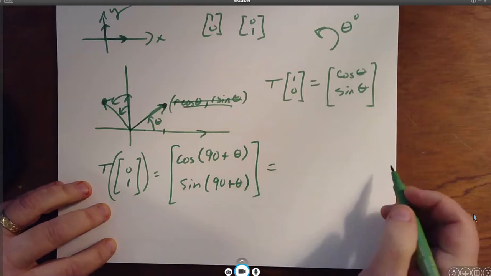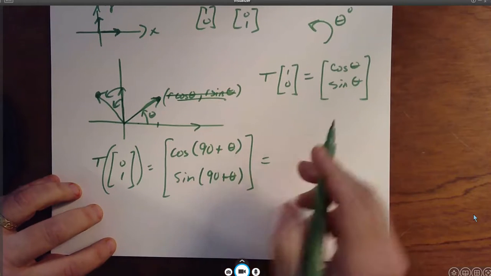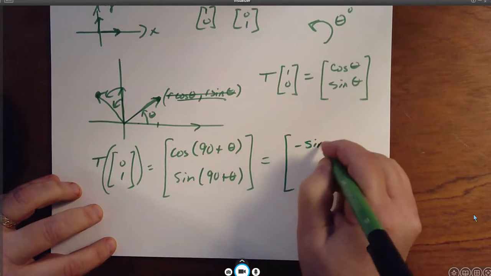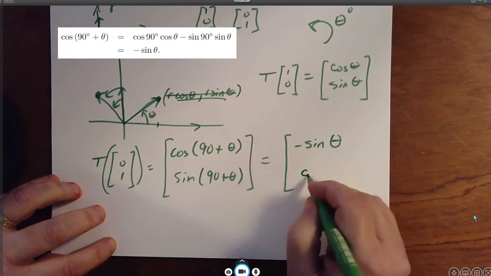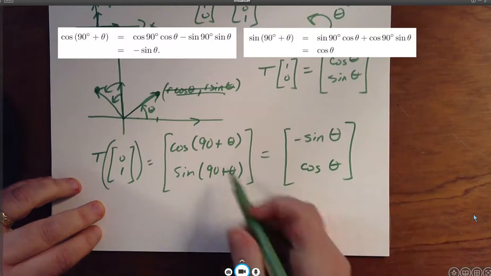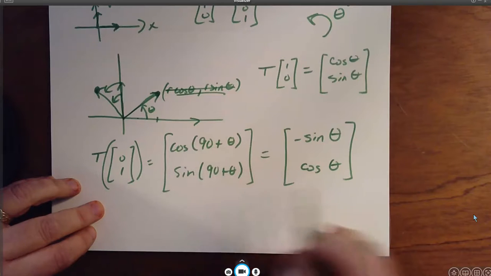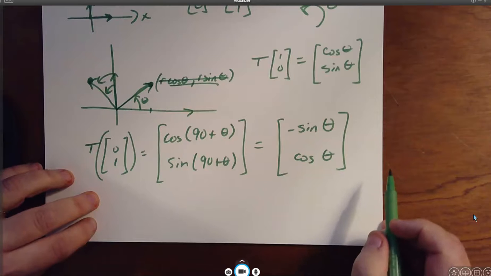Now, when you do some trig simplification, cosine of 90 plus theta is negative sine theta, and sine of 90 plus theta is cosine theta. If you want, I can show you how to solve this. I use the sum and difference formula for cosine and sine, but that's really not the point of this class, so I didn't want to get too hardcore into trig.